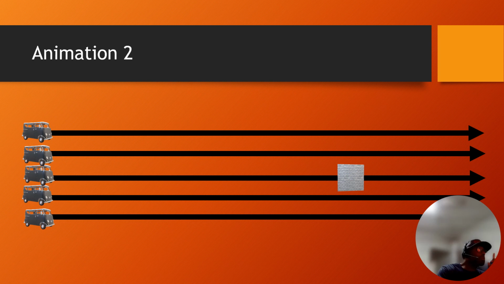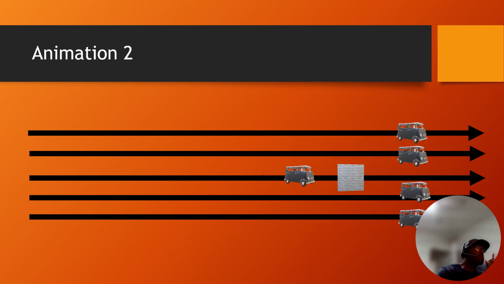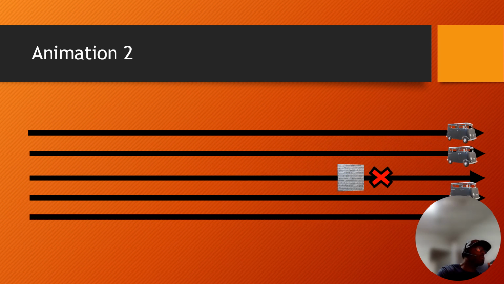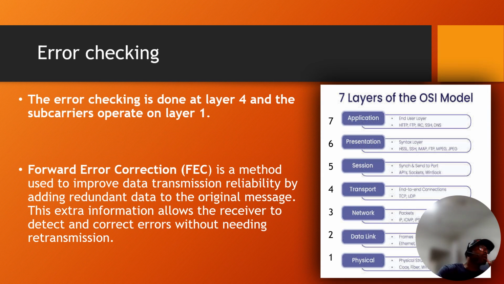So this animation depicts multiple orthogonal subcarriers simultaneously traveling and one subcarrier being blocked. Once that middle subcarrier is blocked, the FEC, or forward error correction code, swoops in with a hint for the missing data. Soon after, the receiving host will be able to decipher the message traffic. The error checking by FEC is done at layer 4, and the subcarriers operate on layer 1.